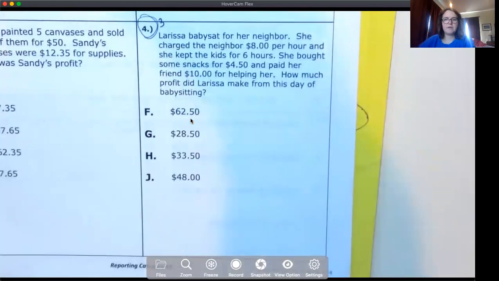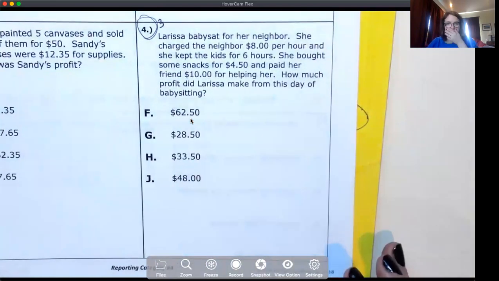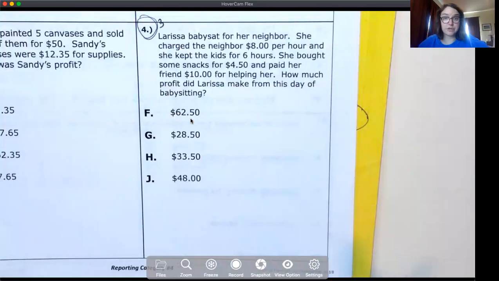Larissa babysat for her neighbor. These are all really great things you can do this summer to keep yourself busy, like babysitting and mowing lawns and bake sales. I'm just saying, if you're bored, make some money.